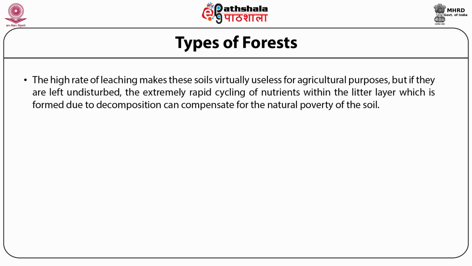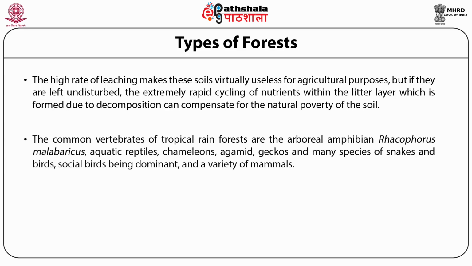The high rate of leaching makes these soils virtually useless for agricultural purposes, but if they are left undisturbed, the extremely rapid cycling of nutrients within the litter layer, which is formed due to decomposition, can compensate for the natural poverty of the soil. The common vertebrates of tropical rainforests are the arboreal amphibians, Rhacophorus malabaricus, aquatic reptiles, chameleons, agamids, geckos, and many species of jungle cats, anteaters, giant flying squirrel, monkeys, and sloths.